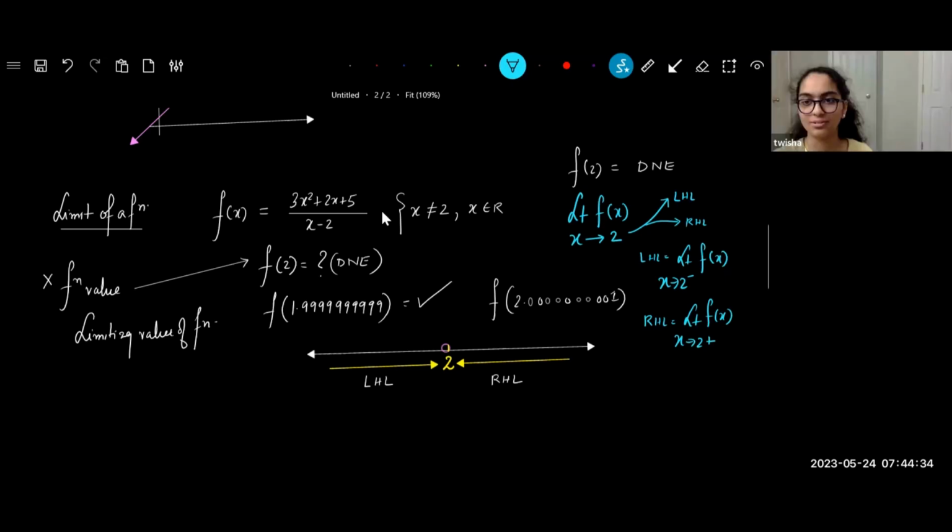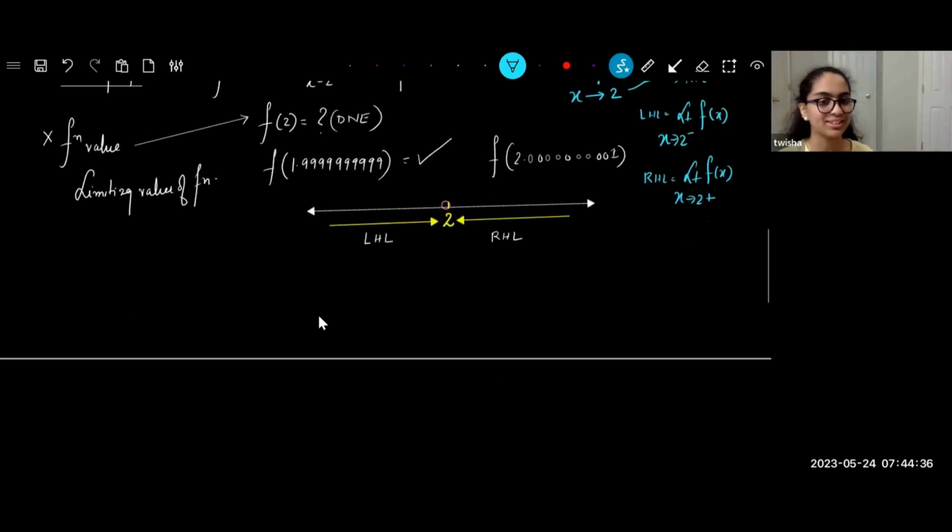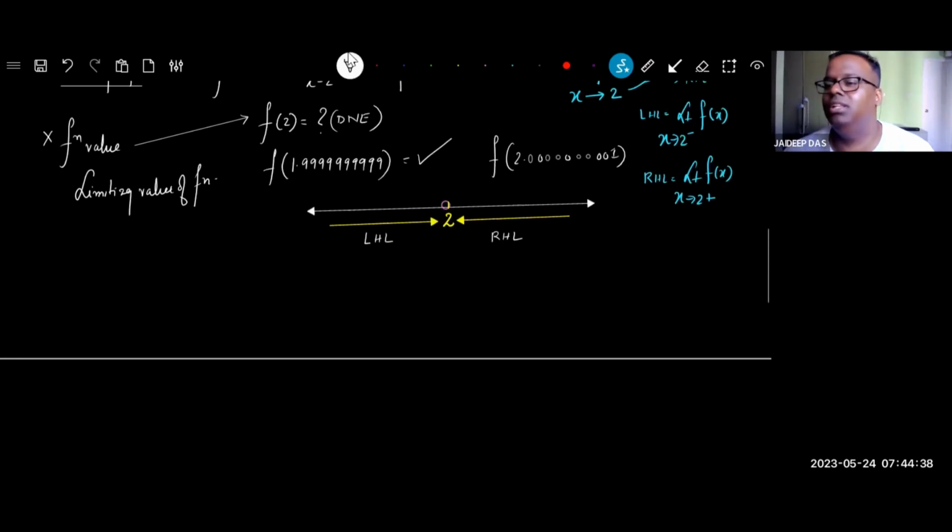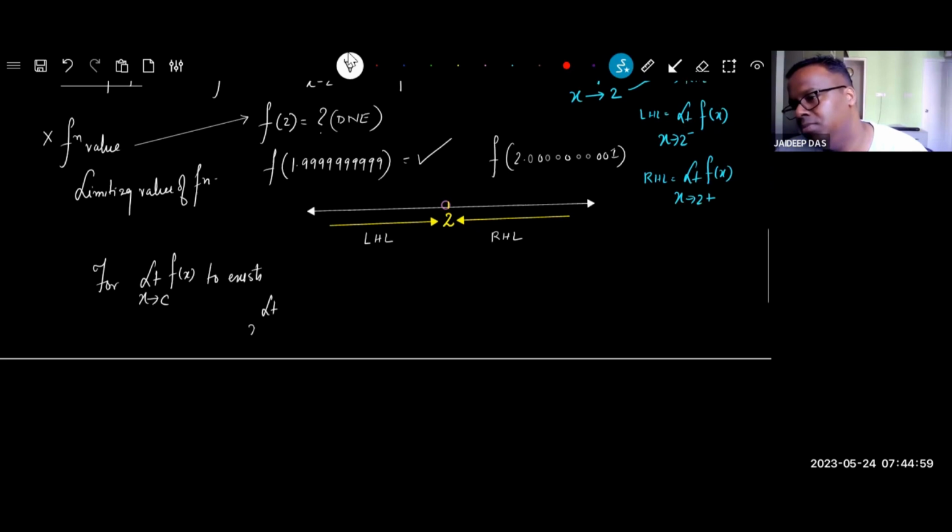Are we done? Yes, we're done. Let's go. Okay, so for the limit of x tends to some number C of f of x to exist, it doesn't mean that the limit value will also exist. For this to exist, the criterion is that the limit of x tends to C minus should be equal to the limit of x tends to C plus of f of x, on both sides.